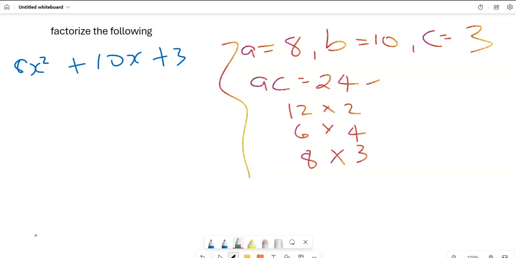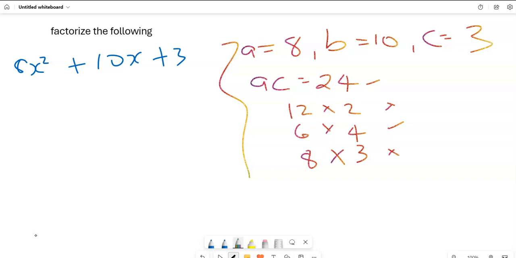So all of these products give us 24, but which pair of factors will also give us 10 when we add them? So 12 plus 2, not going to give us 10. 6 plus 4, that's 10. 8 plus 3, that's 11. So definitely we have our two factors, 6 and 4.